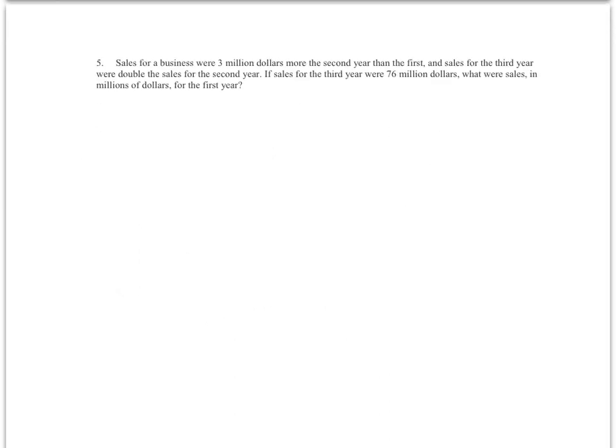Number 5, sales for a business were $3 million more the second year than the first. Sales of the third year were double the sales of the second. If sales of the third year were $76 million, what were the sales in millions of dollars for the first year? Well, let's try to figure this out. First year, I'm going to say that's X.